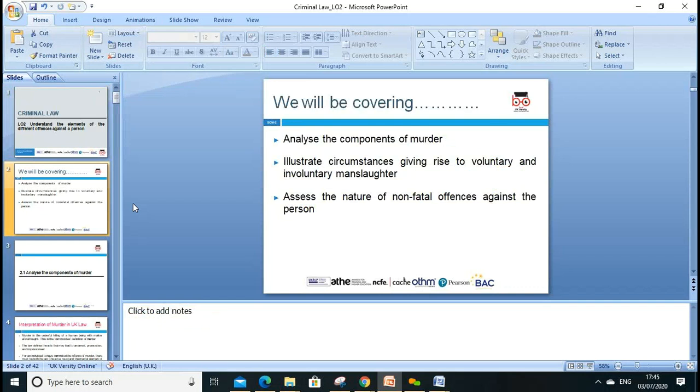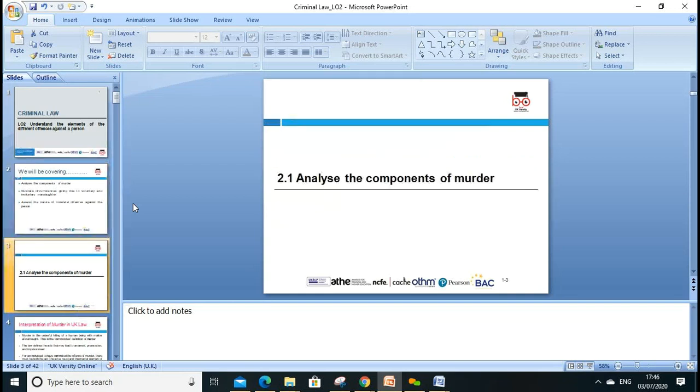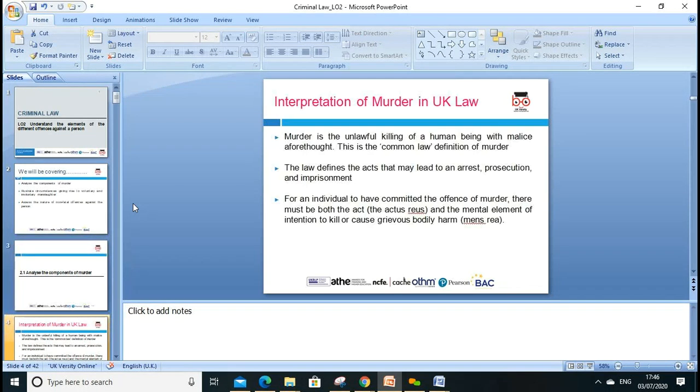So today we'll be covering: analyze the components of murder, illustrate the circumstances giving rise to voluntary and involuntary manslaughter, and assess the nature of the non-fatal offenses against the person. That's all we'll focus on. So 2.1, we'll discuss, analyze the components of murder.